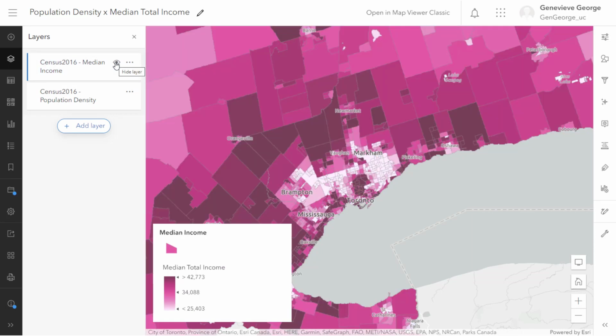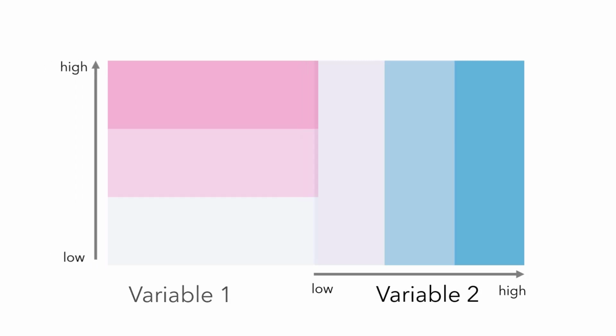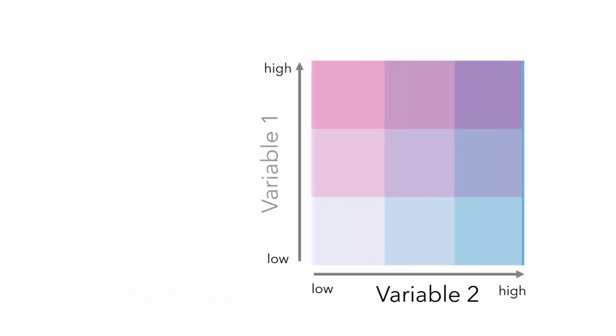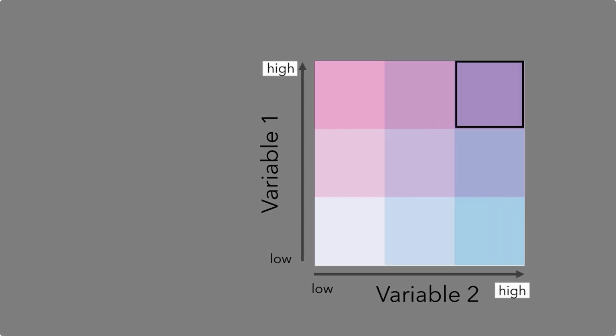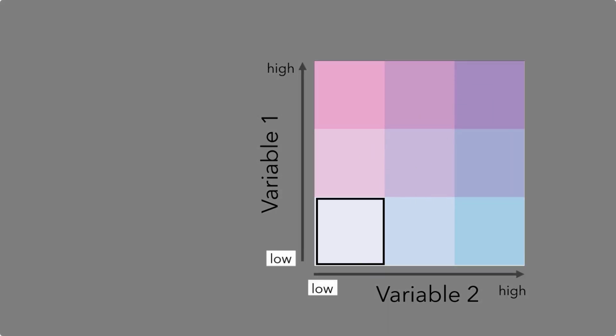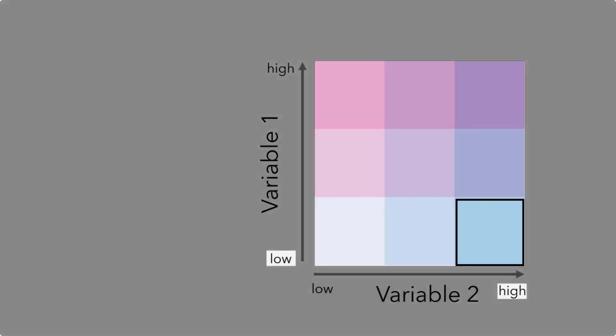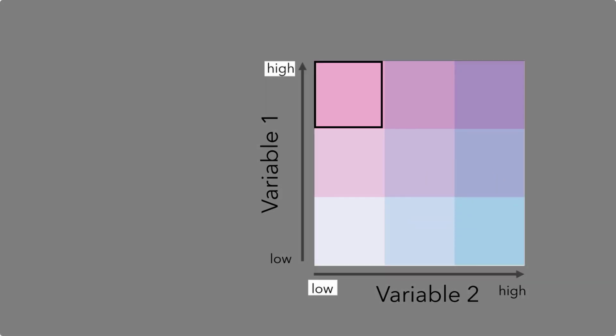That's where a bivariate map comes in handy. Bivariate, or relationship symbology, works by essentially overlaying two color ramps to create a two-dimensional grid that shows the correlation between two variables. In this example, dark purple represents regions where both variables have high values, the light color is where both variables are low, while blue and pink are regions where one of the variables has a high value and the other has a low value.